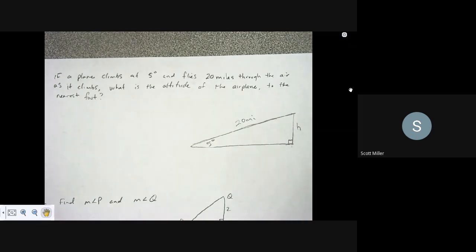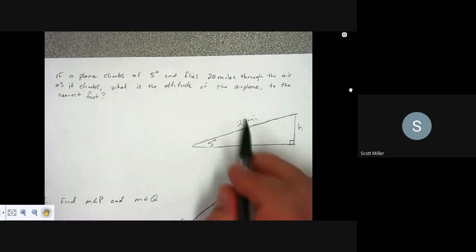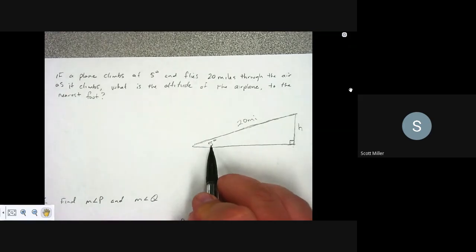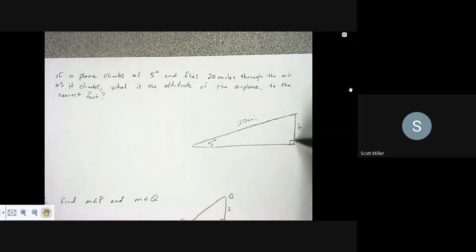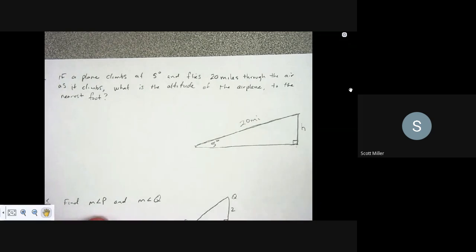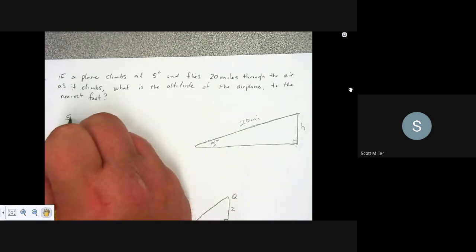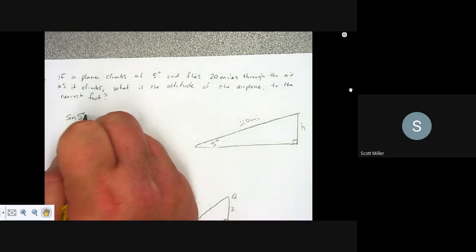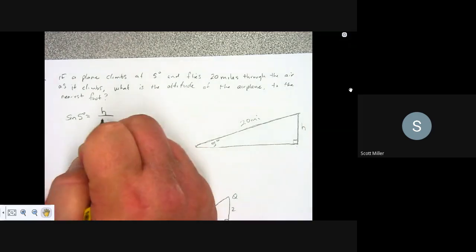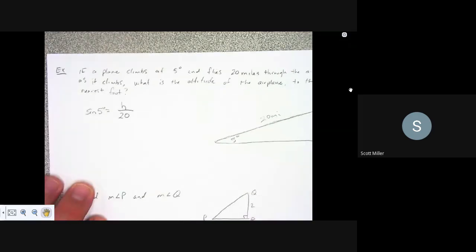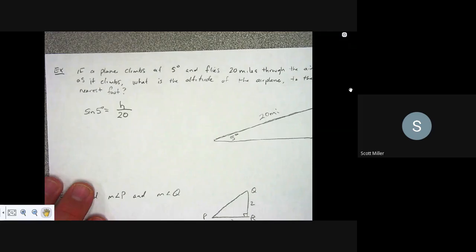So this gives us our picture that I can then use to find a trig ratio to help me solve this problem. Based off of what I see from this angle, H is the opposite side. The 20 is the hypotenuse. So opposite and hypotenuse is the sine function. So the sine of angle 5 degrees is the opposite over the hypotenuse. And that gives me my equation.